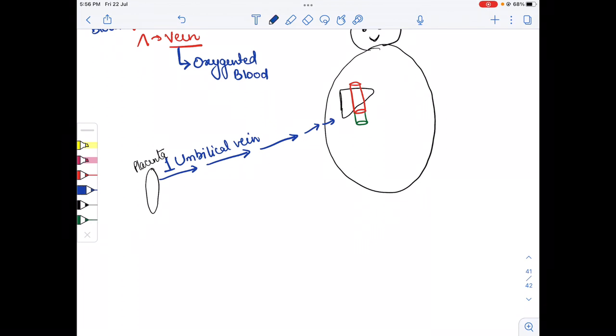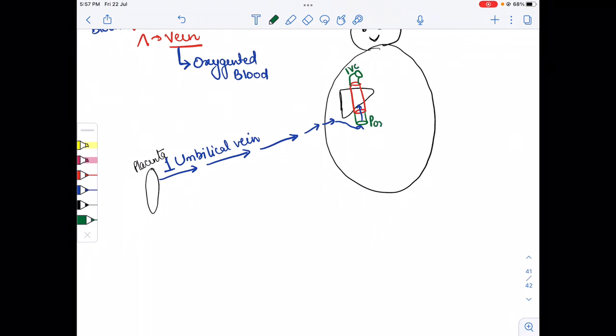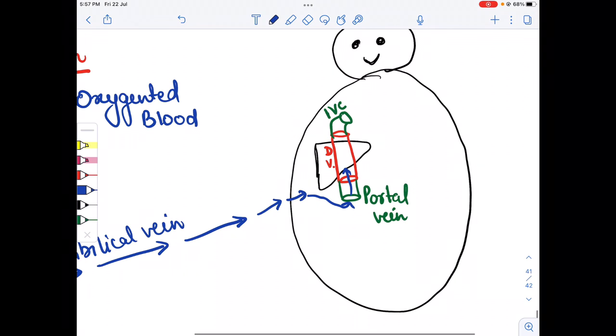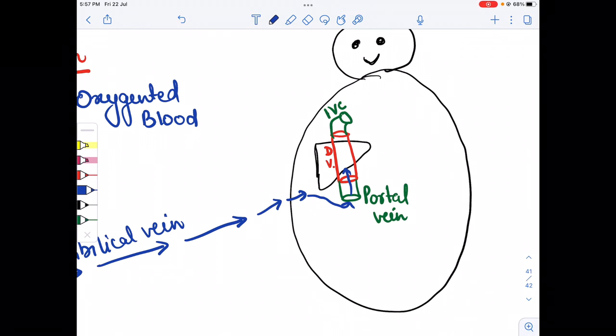The umbilical vein enters the ductus venosus like this, and the blood bypasses the liver through the ductus venosus, and the ductus venosus continues as the inferior vena cava. This one is the portal vein, and this red one is the ductus venosus. Please remember, the ductus venosus is present in between the inferior vena cava and the portal vein.